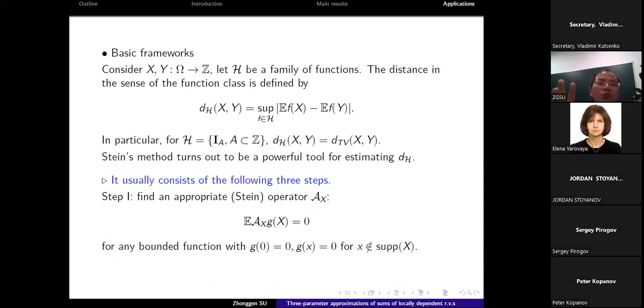Consider two random variables, X and Y, and define a distance in the sense of a function class H. The distance between X and Y is the supremum of the absolute difference of the expectation of f(X) and the expectation of f(Y), where f ranges over the function class capital H. If h is the indicator function of a set A, then we get the total variation distance defined above.